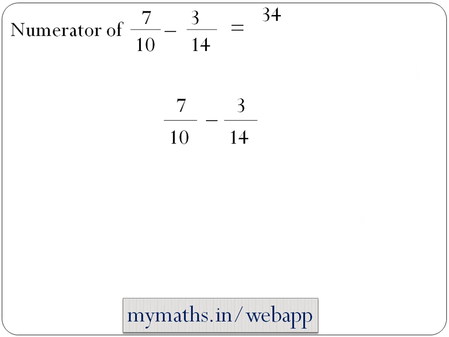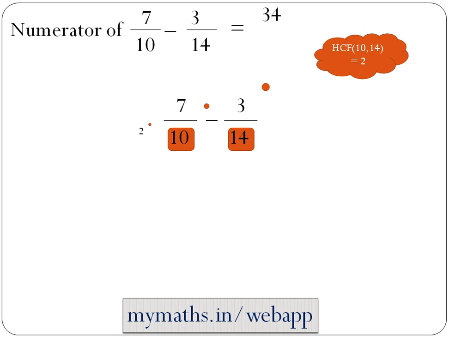Now let us see two more examples. The first example is 7 by 10 minus 3 by 14. Here 10 and 14 are the numbers. So 14 minus 10 is 4, and 4 doesn't divide 10. So 4 cannot be our HCF. So we'll take 4 and 10 and again find the HCF. 4 times 2 is 8 and 10 minus 8 is 2. So 2 will be our final HCF.